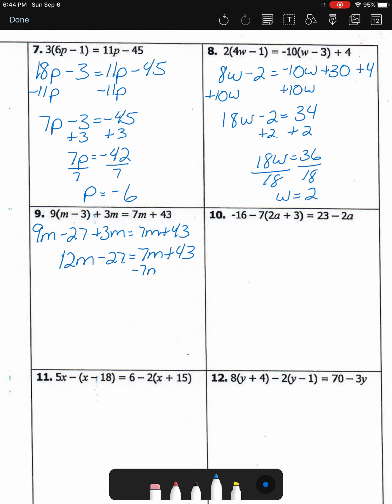The smaller one is 7, so we're going to subtract the 7m to the other side, and that will give me 5m. I'm going to take care of a multiple step here. I know I'm going to add the 27 over and add the 27 over. So we end up with those canceling. The 7 and negative 7 cancel. So I end up with 70. So we're going to divide the 5 out, and we're going to divide the 5 out, and m is equal to 14.